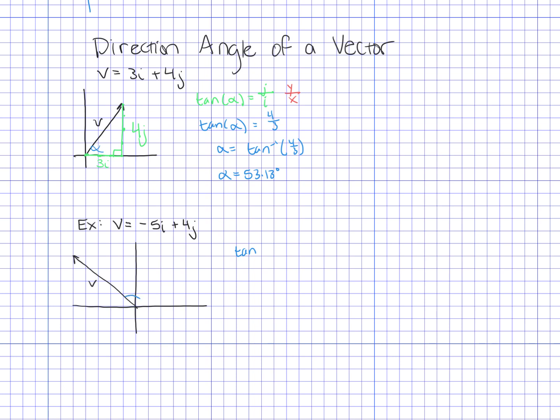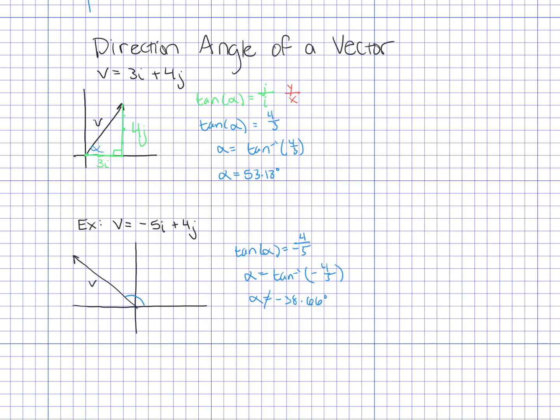So when we go through and we use the material we learned above, we say that tangent of our angle alpha, the angle we're looking for, is equal to 4 over negative 5, our j over our i value. We'll say that alpha is equal to tangent inverse of negative 4 over 5, where alpha is equal to negative 38.66 degrees. Now this doesn't necessarily make sense for what we're looking at. This is not the answer we want.